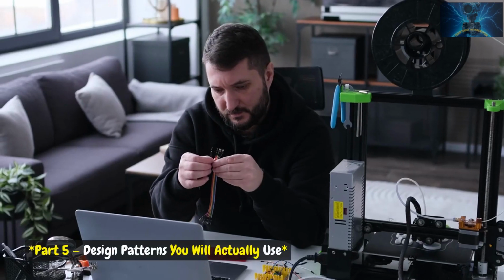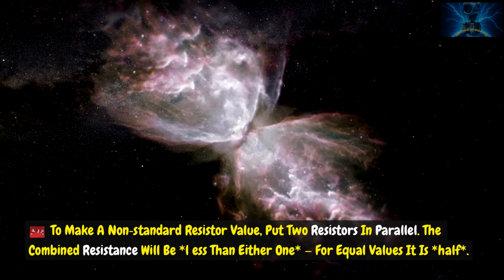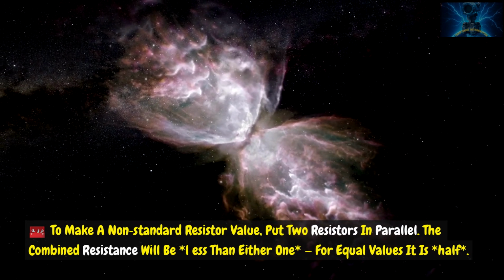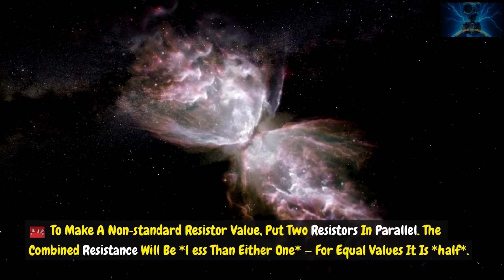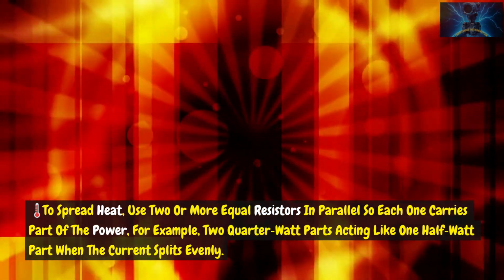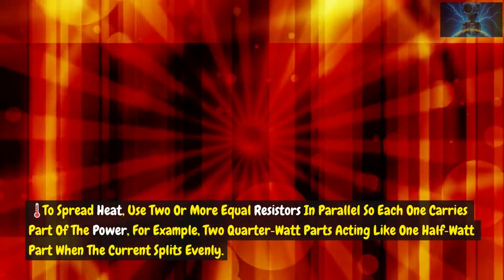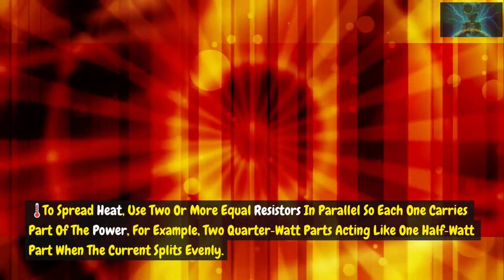Part 5. Design patterns you will actually use. To make a non-standard resistor value, put 2 resistors in parallel. The combined resistance will be less than either one. For equal values, it is half. To spread heat, use 2 or more equal resistors in parallel so each one carries part of the power. For example, 2 quarter-watt parts act like 1 half-watt part when the current splits evenly.